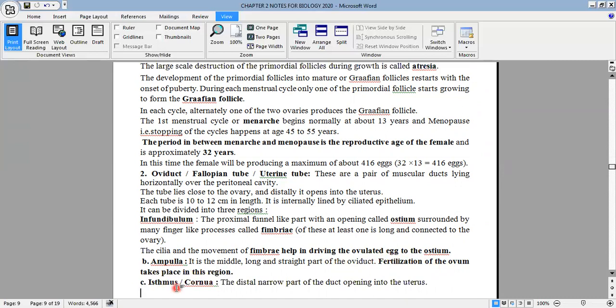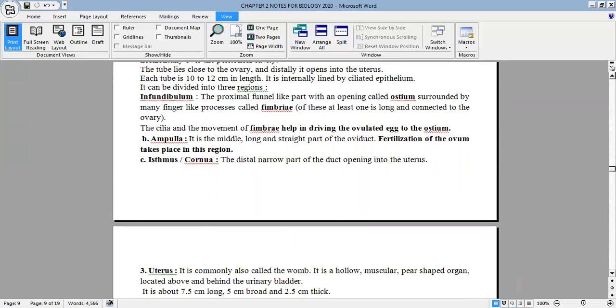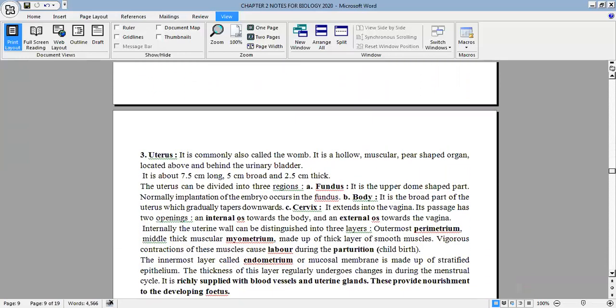The third part is the isthmus. Isthmus is the large proximal part of the fallopian tube which opens into the uterus. Now the next organ is the uterus. Uterus is the central part as we have seen in the diagram. It's a hollow, muscular, pear-shaped organ which is present above and behind the urinary bladder, again in the pelvic cavity. It is 7.5 centimeters long, 5 centimeters broad and 2.5 centimeters thick.